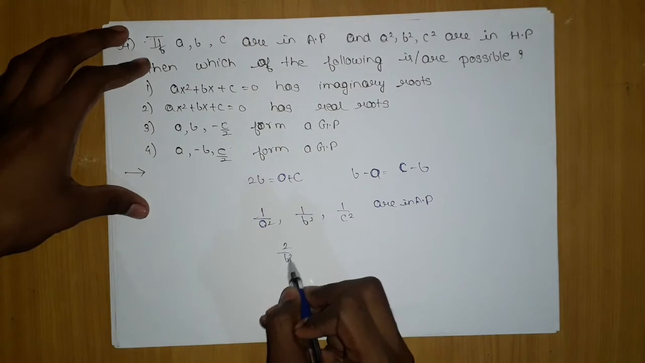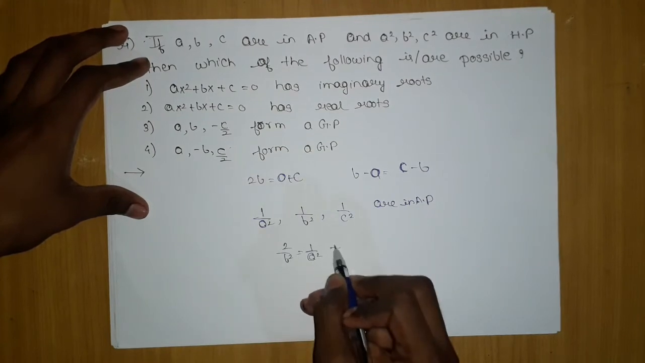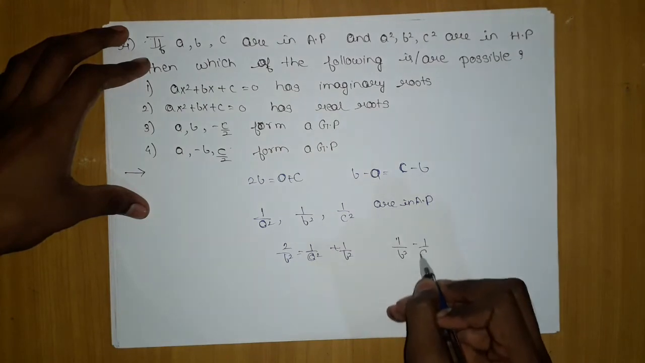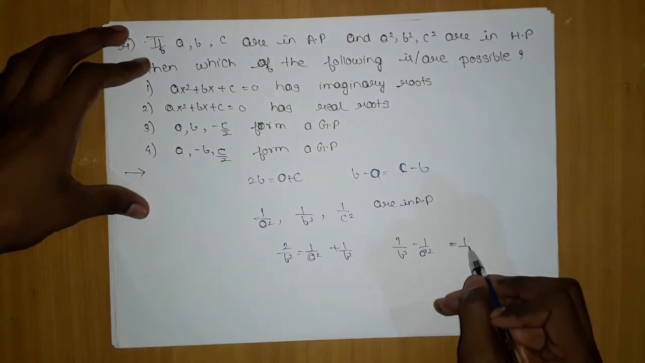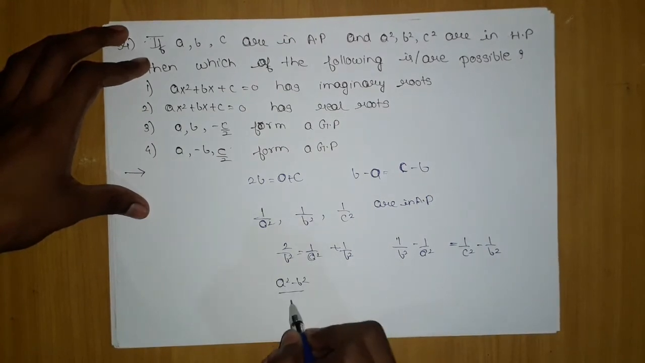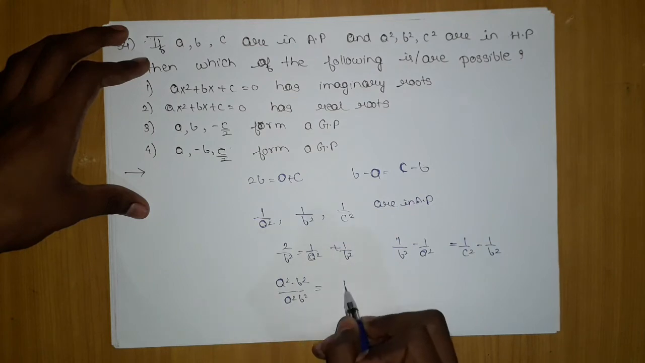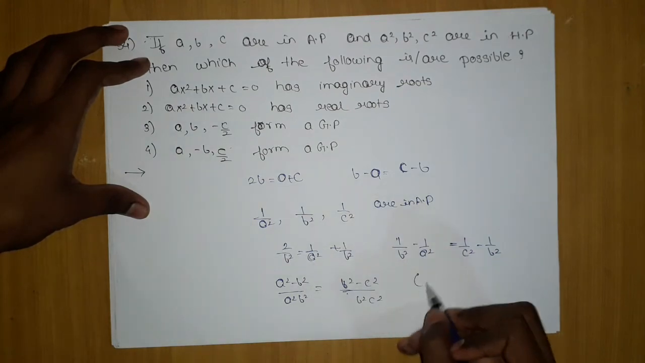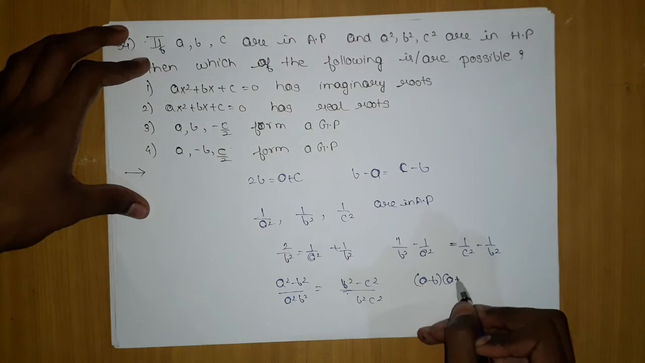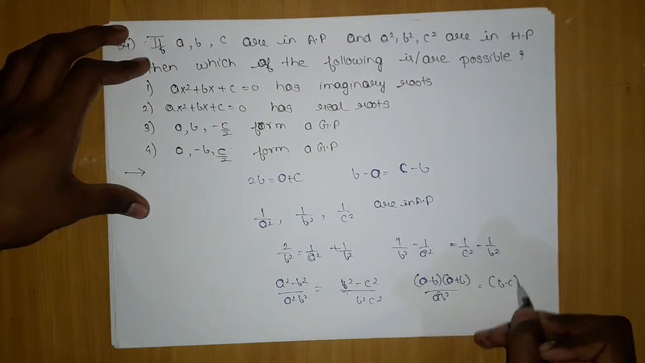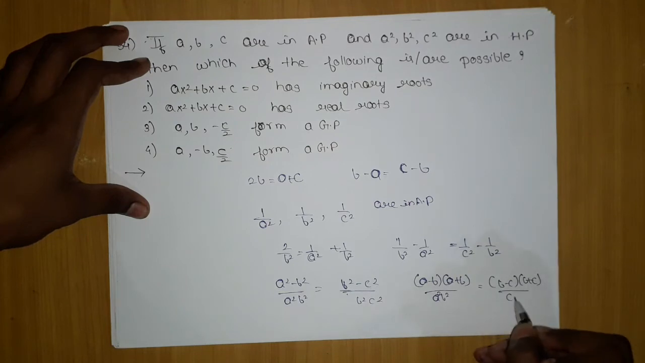Then 2 upon B square should be equal to 1 upon A square plus 1 upon C square. Then I will do a similar thing which I did: 1 upon B square minus 1 upon A square is equal to 1 upon C square minus 1 upon B square, which will give me A square minus B square upon A square B square, which will be equal to B square minus C square upon B square C square. Here I will apply A minus B into A plus B upon A square B square, and here I will apply B minus C into B plus C upon C square B square.